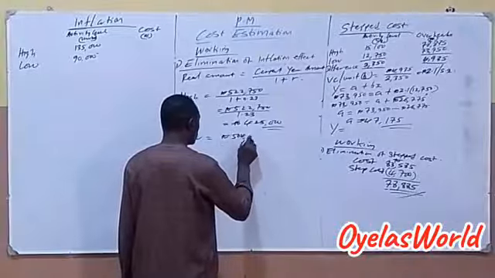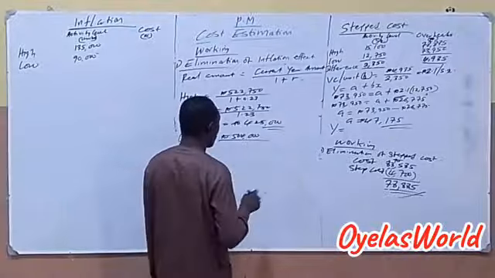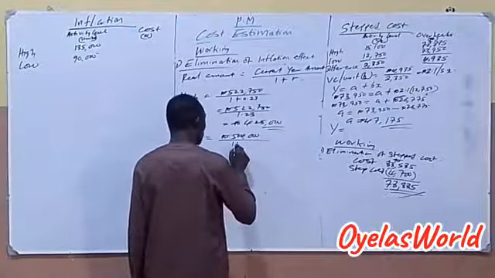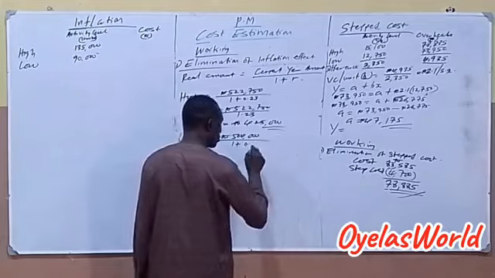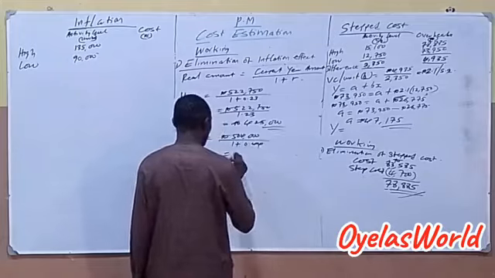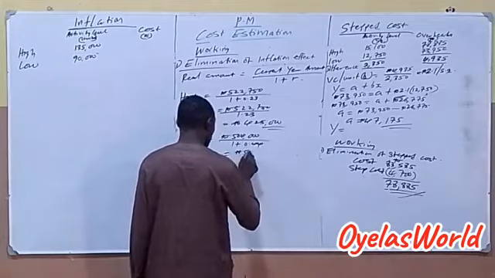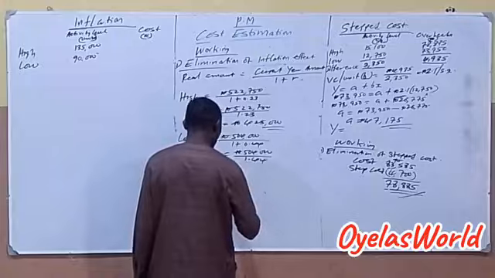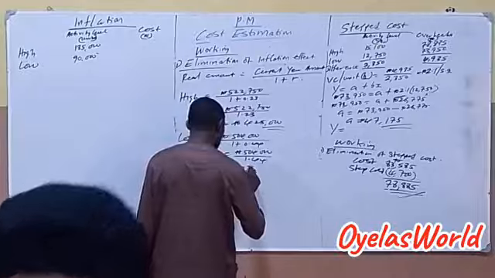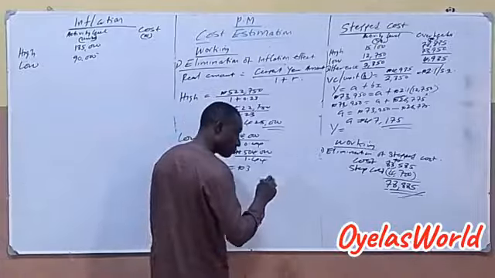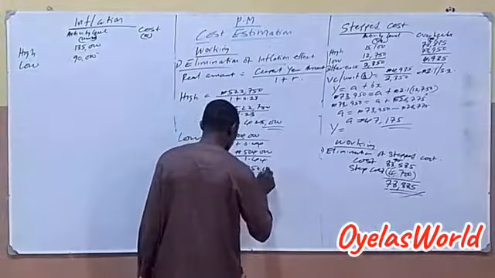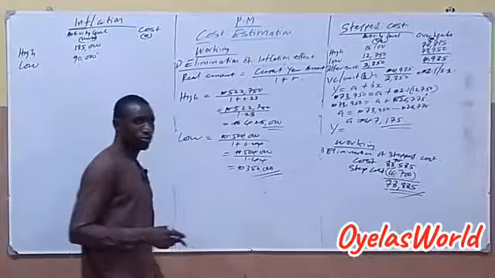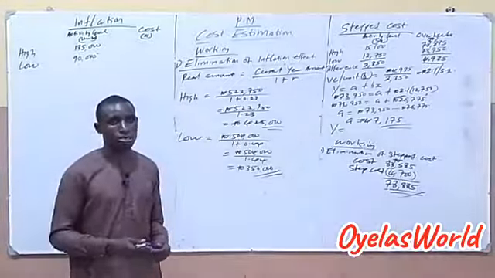For low, it is 504,000 divided by 1 plus 0.44. So you are having 504,000 divided by 1.44. What do you have? 350,000. Failure to do this, you are scoring 0.